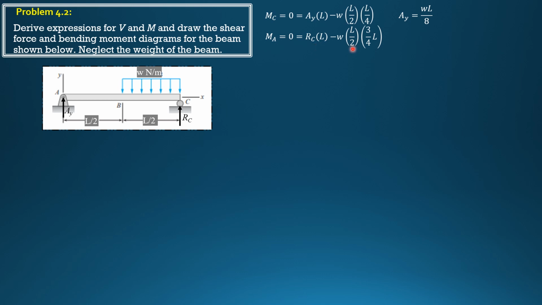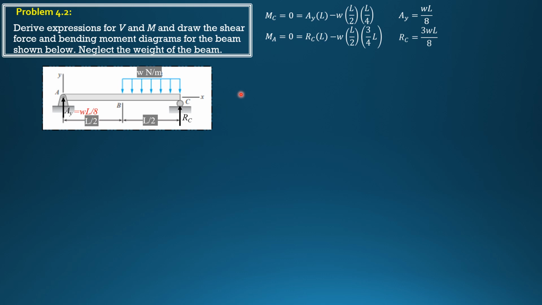So R sub C is 3/8 WL, and that checks because 1/8 of WL plus 3/8 of WL is 1/2 WL. So minus W times L over 2, so that's 0. If you sum up forces vertical, not shown here, you just check using your calculator or mentally.